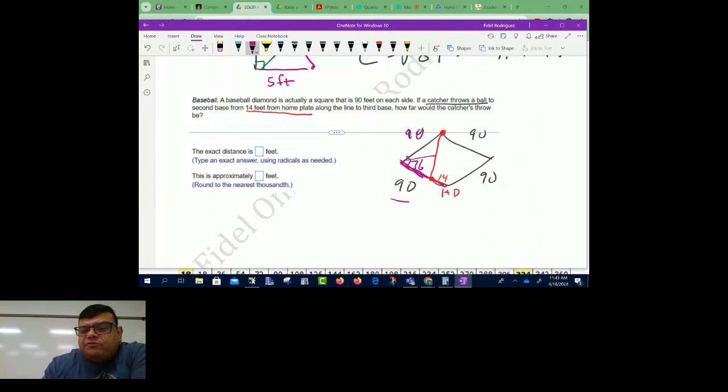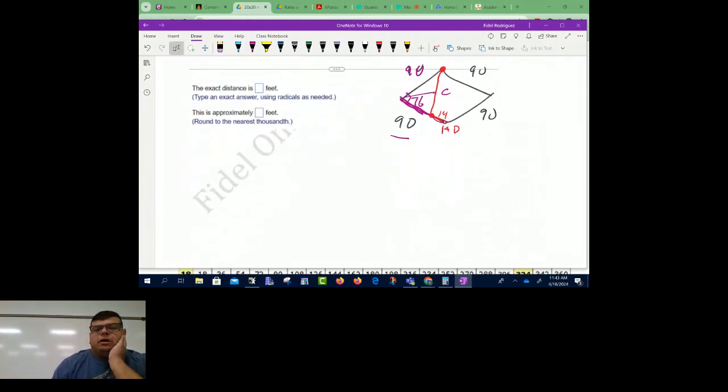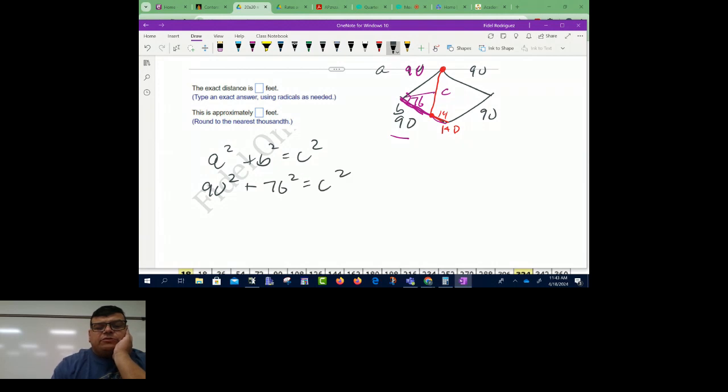Look, here's my right triangle. Boom, there's my C. We're going to go like this. That's my A. That's my B. So, y'all, formula: A squared plus B squared equals C squared. So 90 squared plus B, 76 squared, equals C squared.